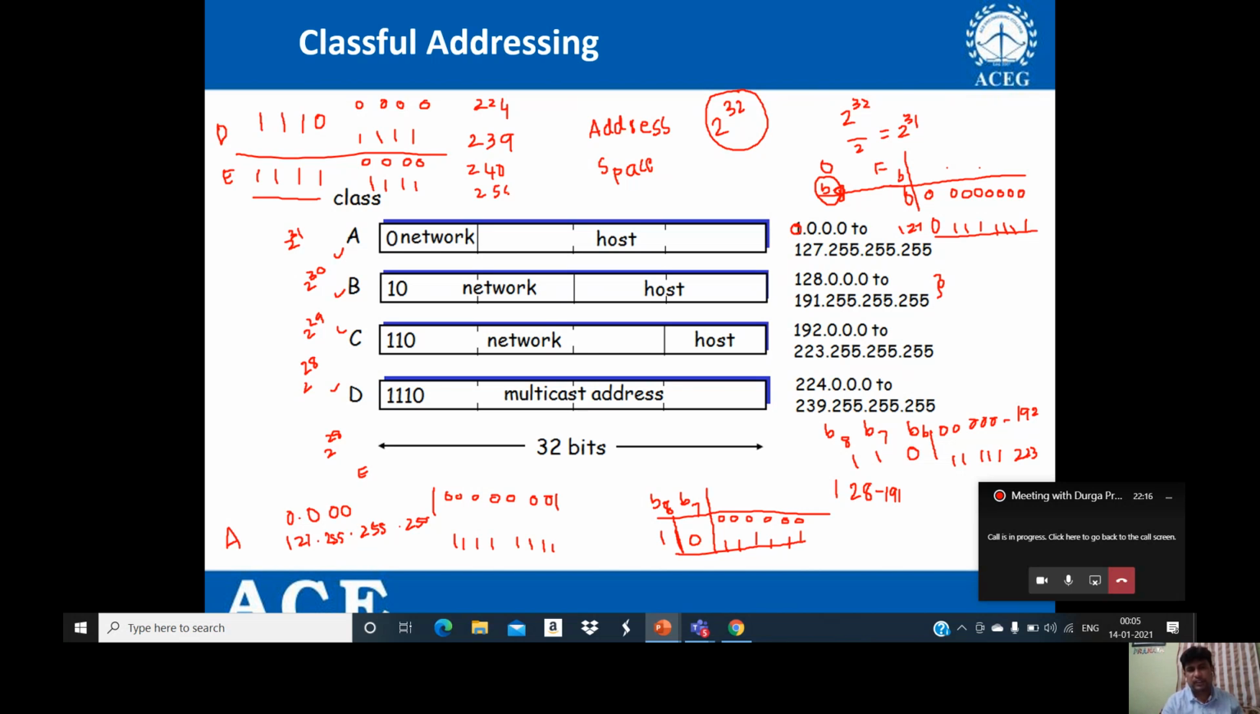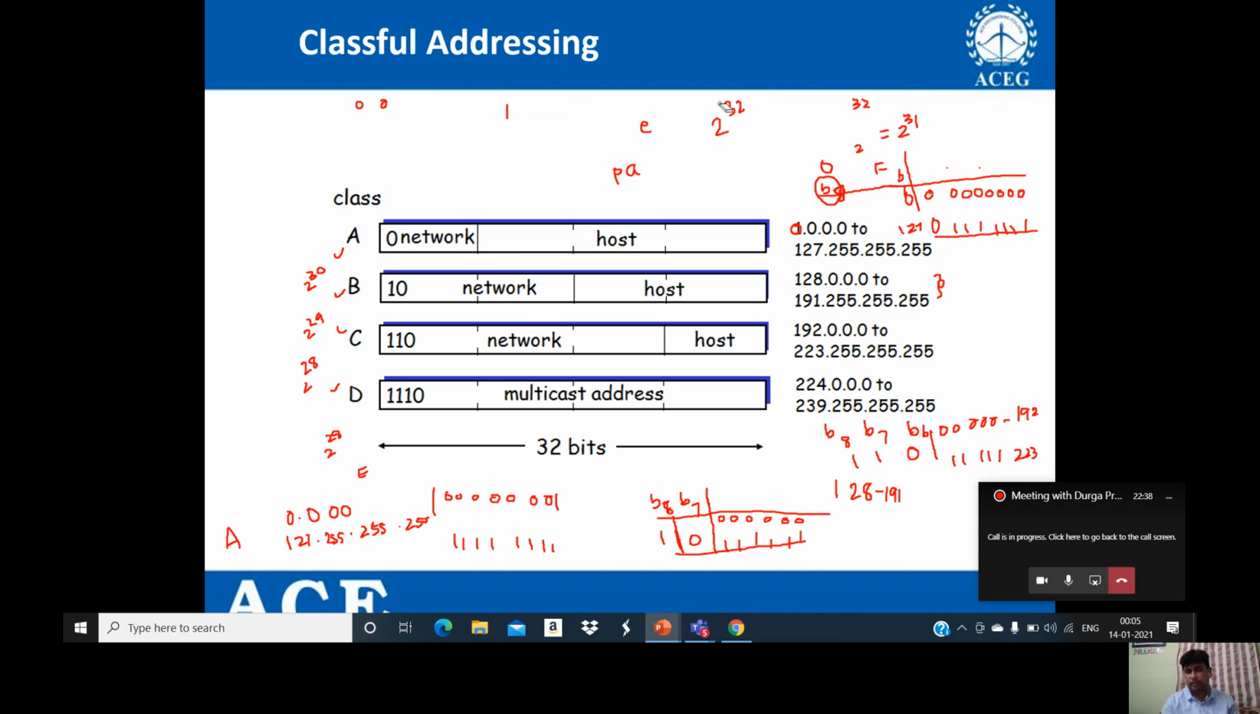Okay, so these are the ways in which we are going to divide the total IP addresses in classful addressing as 5 classes: class A, class B, class C, class D, and class E. Now, one more important thing that we need to understand in classful addressing is the length of the network ID part and the host ID part.